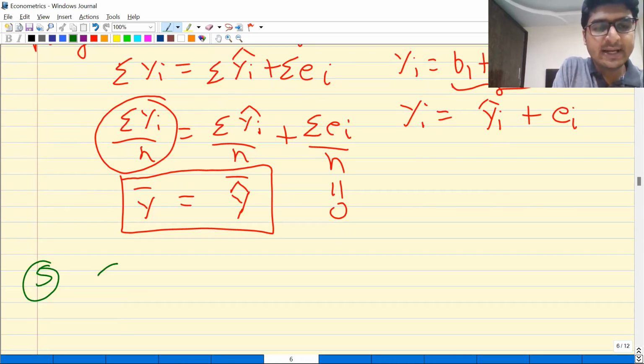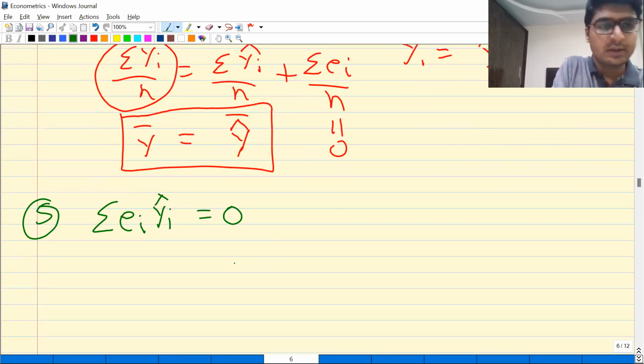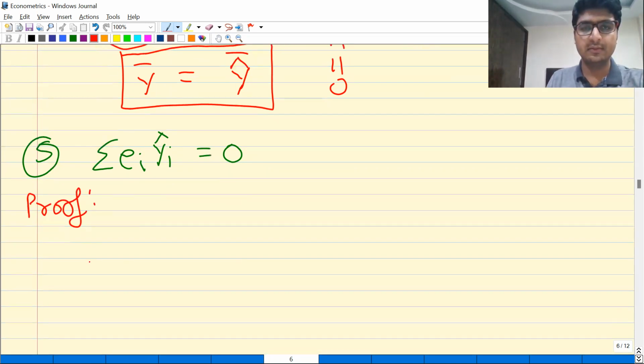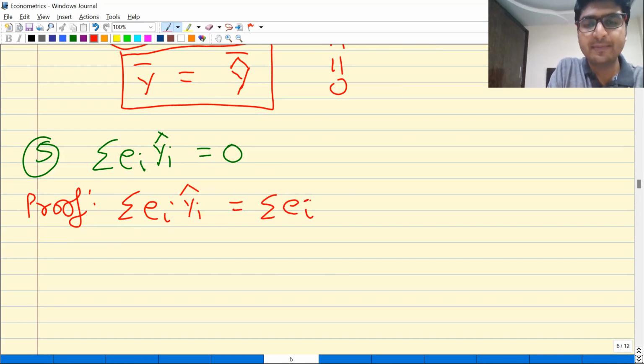Fifth property is that summation ei into yi hat is equal to 0. प्रूफ देखते हैं. Summation ei into yi hat. So it will be equal to summation ei into yi hat की जगह मैं लिख सकता हूँ b1 plus b2 xi.